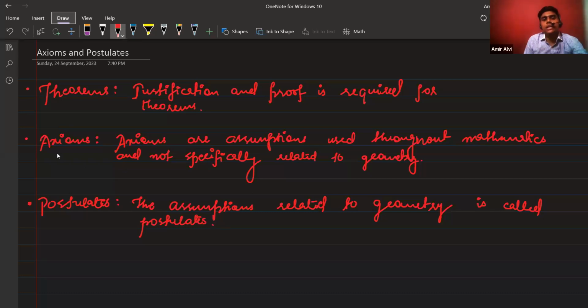Basically, these two things are universal facts, universal truths. The things which are general, Euclid categorized into axioms, and the assumptions which are related to geometry are categorized as postulates.